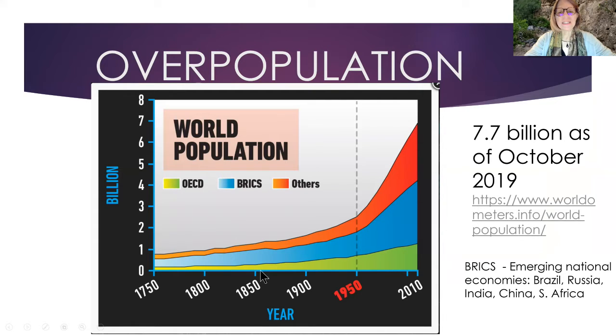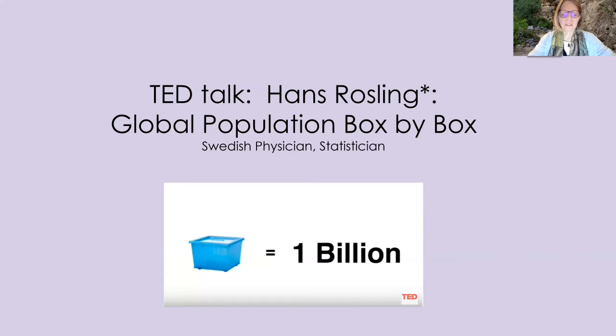Now the OECD countries, that's the developed world, maintained that sort of steady growth, but the BRICS, these are emerging national economies, Brazil, Russia, India, China, and South Africa, they took off. A bunch of others, this would be including sub-Saharan Africa and probably South America, they really took off. So definitely some reason to be concerned.